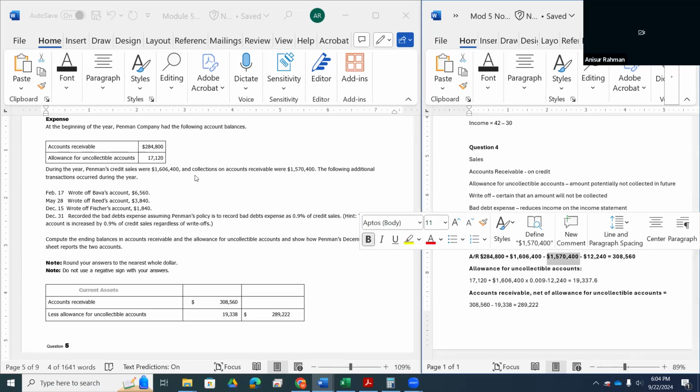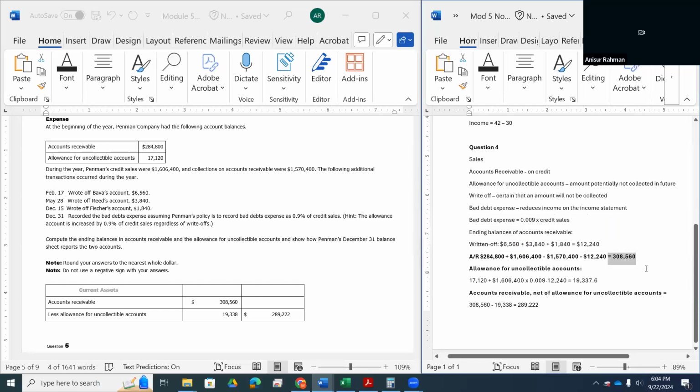And then, because the company was sure that it won't be able to collect 12,240, it wrote off that amount from the accounts receivable. So you subtracted the total amount written off. That gives us our accounts receivable.